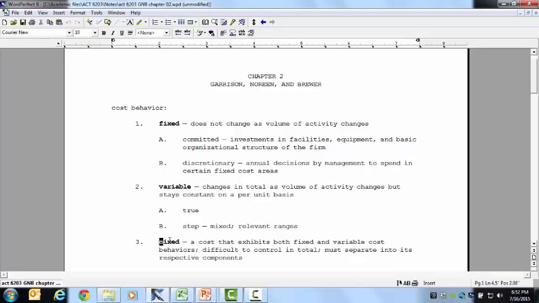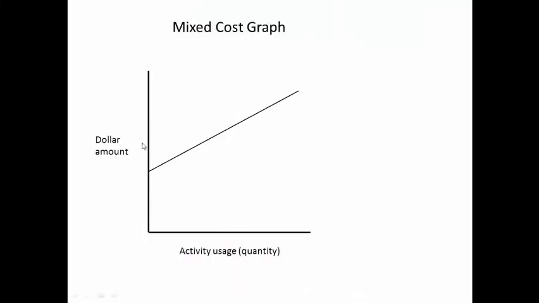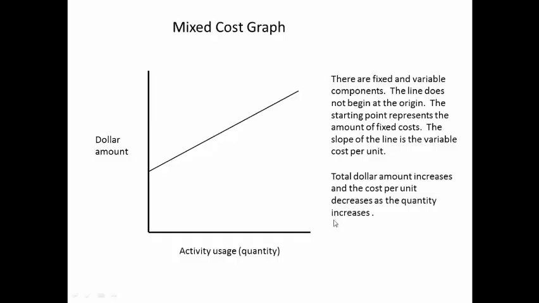The third type of cost behavior is called a mixed cost. And this is a cost that exhibits both fixed and variable cost behaviors. And this one is rather difficult to control because you have two different kinds of costs represented. So if we look at the mixed cost this time, you'll see that it's going to start above 0. There's your fixed component. Plus, once you start doing activity, it's going to result in a cost per unit. So I can say this. The slope of that line would represent the variable costs, and the total dollar amounts will increase, but because there are more units sharing that fixed component, the cost per unit will decrease.